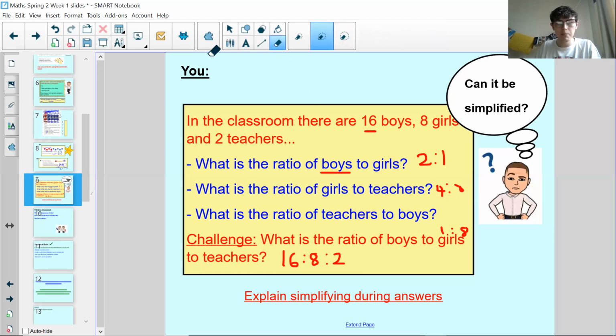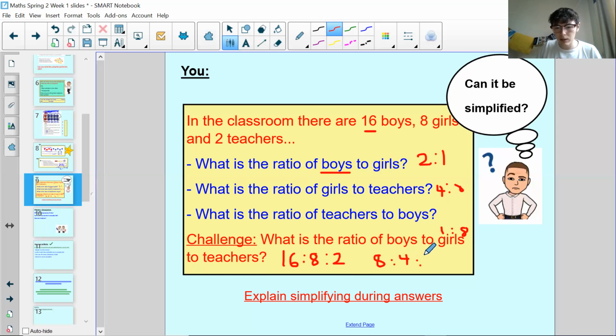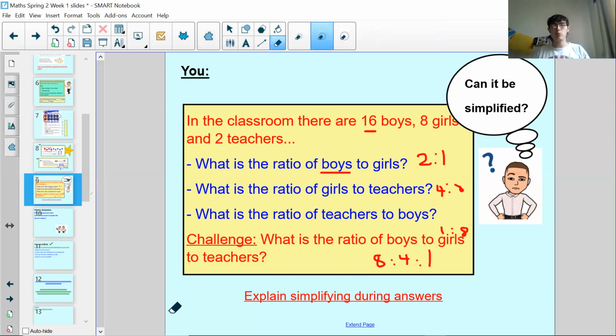And then the challenge, can we divide them all by 2? This one can only be divided by 2 as it's just 2. So if we divide them all by 2, we would have 8 to 4 to 1, okay? So if we read it out as our for every sentence, it would be for every 8 boys, there are 4 girls and 1 teacher. That's our for every sentence, okay? So well done if you got that. It's okay if you didn't get the simplified version. That's absolutely fine. We can still work on that, okay?